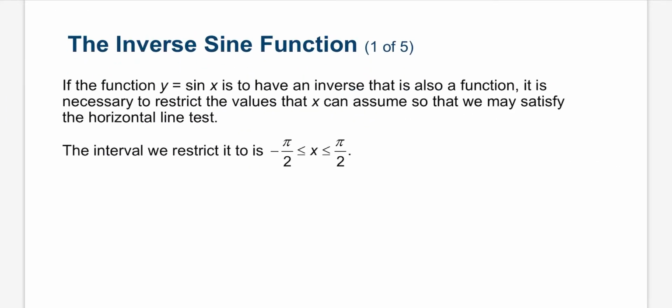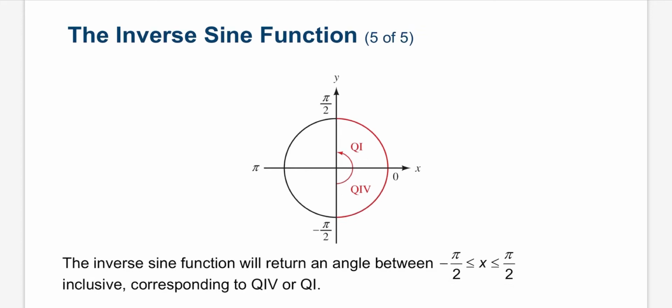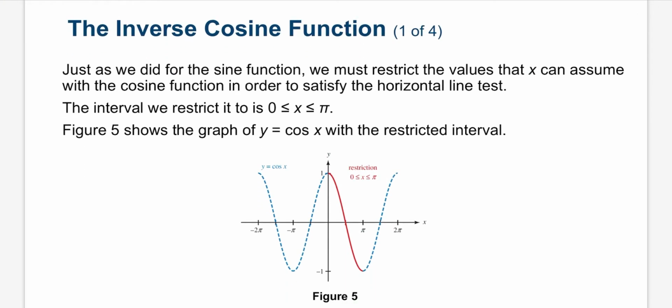So the inverse sine function is defined on this interval from negative pi over 2 to pi over 2. And this is a graphic showing that. So inverse sine function will only be defined in quadrant 1 and quadrant 4. That's just to ensure that this is actually a function so that you don't get two outputs for the same input.